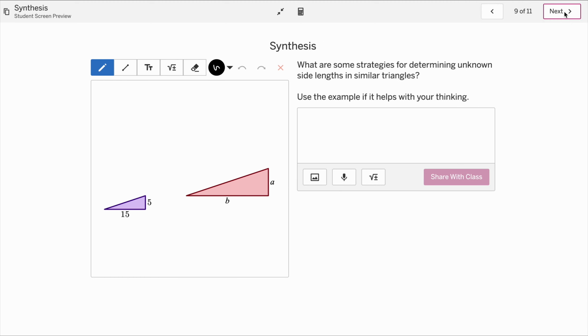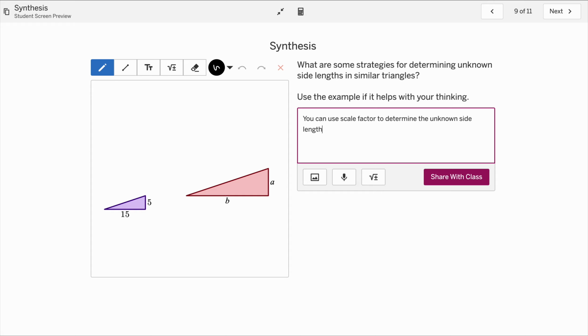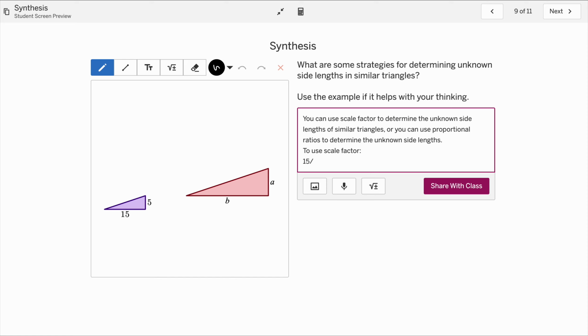Okay. The synthesis. What are some strategies for determining unknown side lengths in similar triangles? You can use scale factor to determine the unknown side lengths of similar triangles, or you can use proportional ratios to determine the unknown side lengths. To use scale factor, you're taking 15 over B is equal to 5 over A, right? That's scale factor. Something times 15 is B, something times 5 is A.